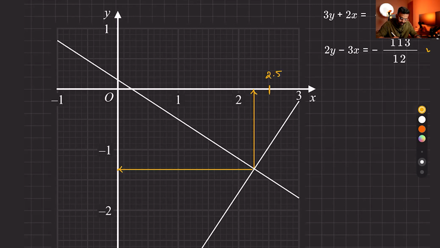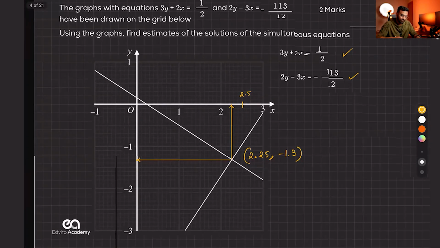All right. So I'm going to say 2.25. That should be all right. And over this one, I'm going to say -1.3, definitely. -1.3, guys, the signs.